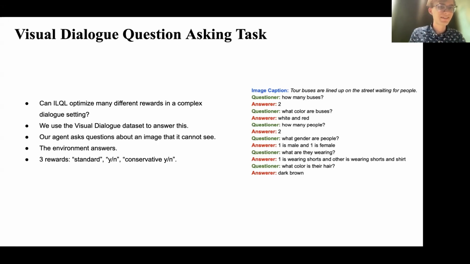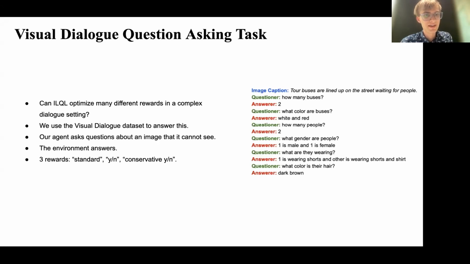Until you're able to guess the correct image, essentially. So you're incentivized for asking informative questions to gain as much information about the image as quickly as possible. Then there's the yes/no reward, which might be a little bit arbitrary, but we'll see that it demonstrates an interesting thing about offline RL.